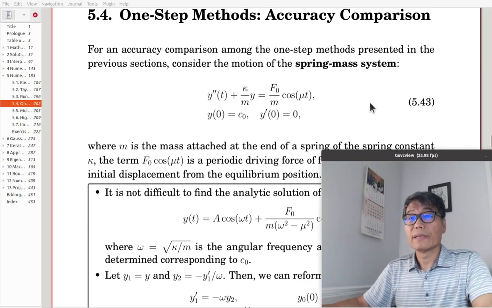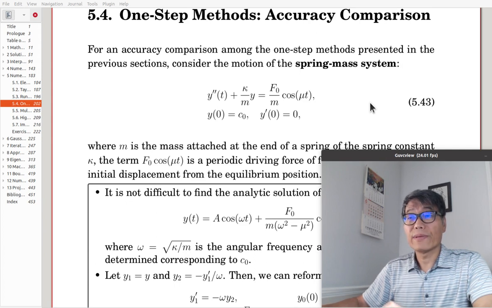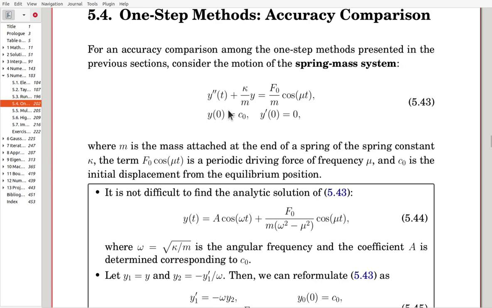This is Section 5.4, one-step methods, accuracy comparison. To compare the accuracy of the one-step methods we have learned so far, we consider the motion of the spring-mass system given in this equation. Here M, kappa, F0, mu, and C0 will be specified later. The right side is a periodic driving force of frequency mu, scaled by the mass.